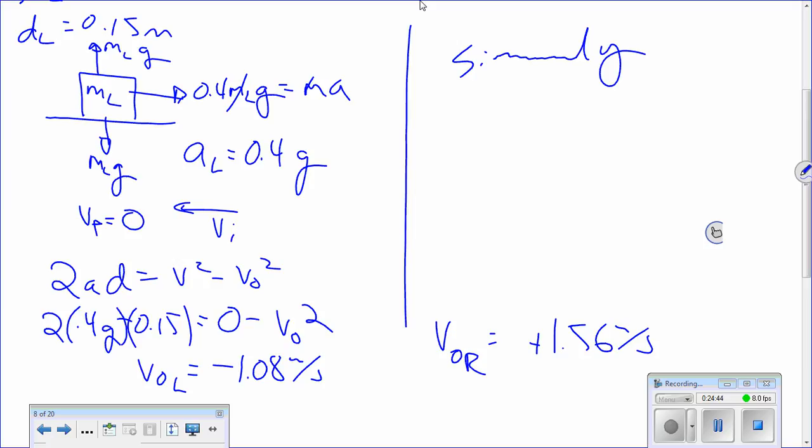I got both velocities correct, but I still got the mass. Did you get 1.4? Yeah, but it's asking for the mass of the whole thing, so you've got to add the 2 kilograms.